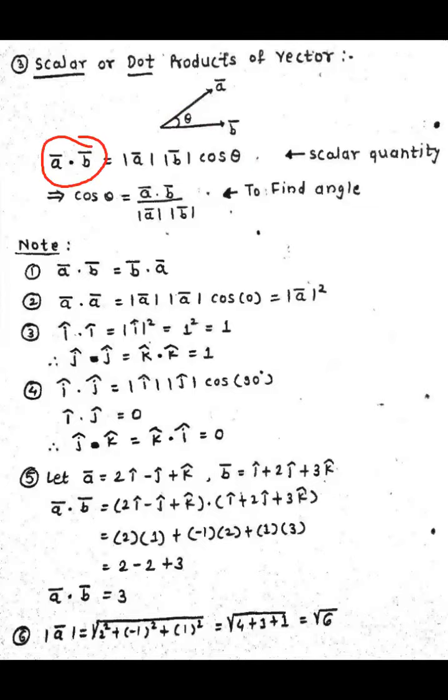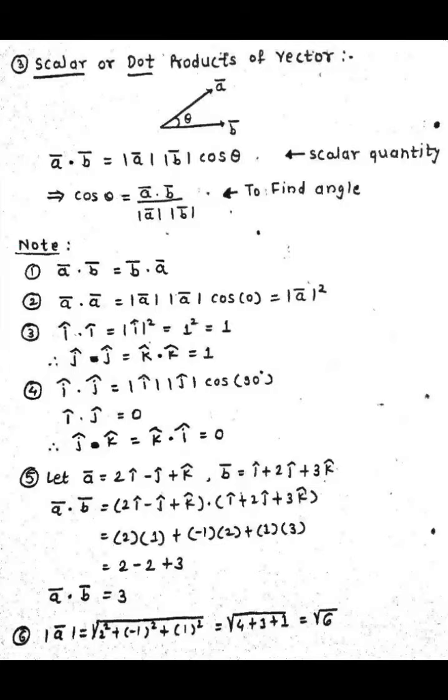Now to find the angle between these two vectors, you can also use the same formula here. Cos theta is equal to a bar dot b bar divided by magnitude of a bar into magnitude of b bar. So this formula is very helpful for finding the angle between two vectors. Now just focus on a note about this dot product. First, if you take a bar dot b bar or b bar dot a bar, both are equal, that is, the dot product satisfies the commutative law.